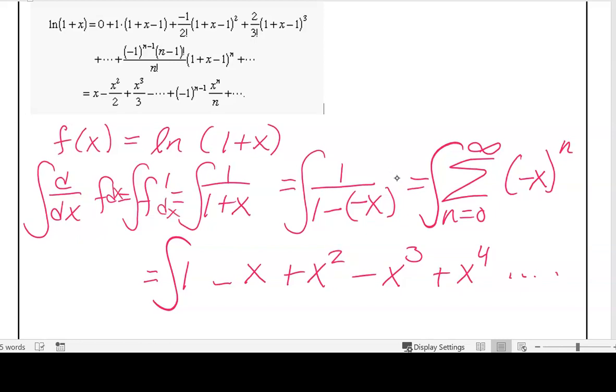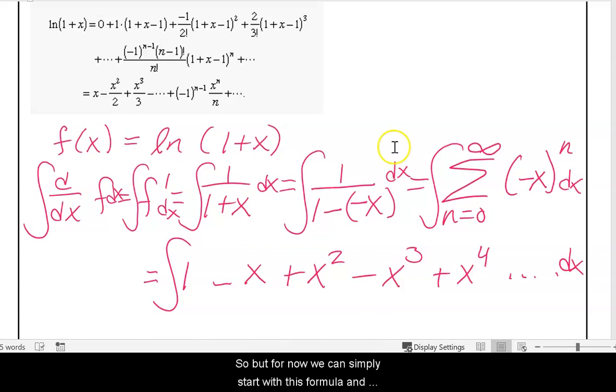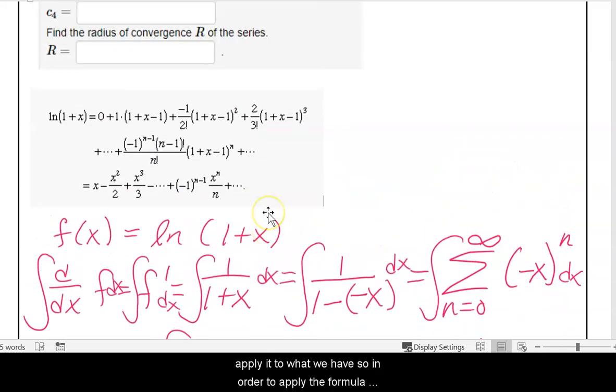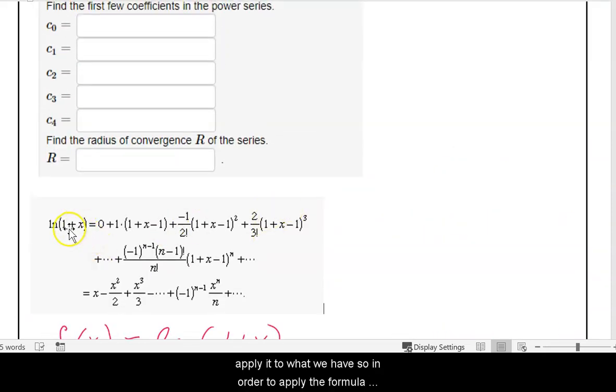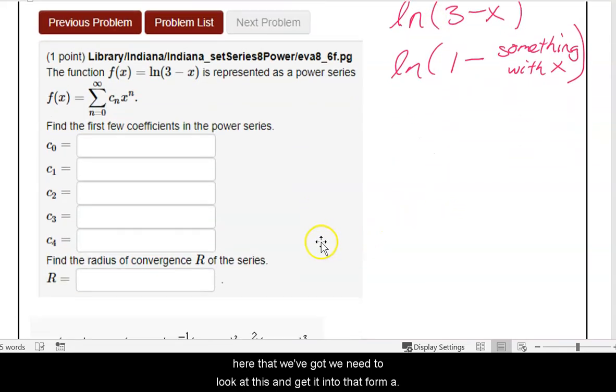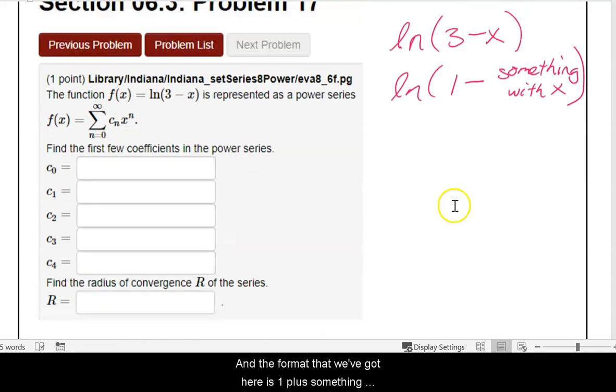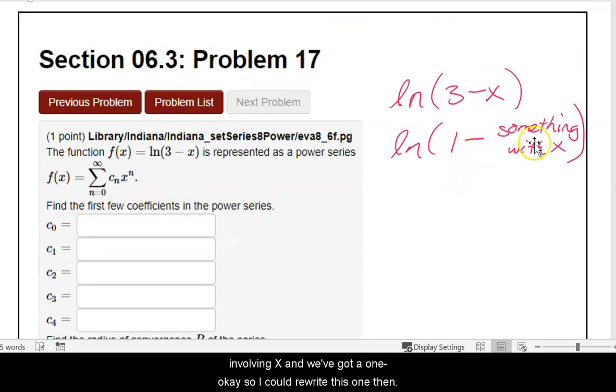All right. So when we look at this, this is how the formula came into being. This is where the formula came from. But for now, we can simply start with this formula and apply it to what we have. So in order to apply the formula here, we need to get this into that format. And the format that we've got here is 1 plus something involving x. And we've got a 1 minus.